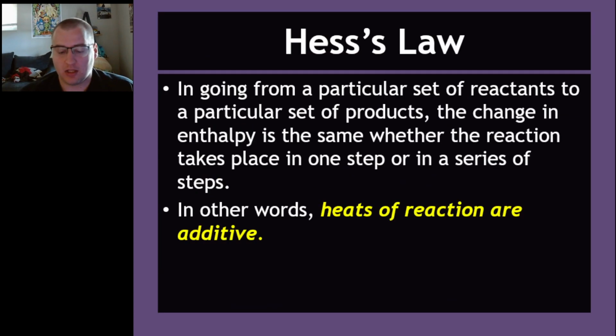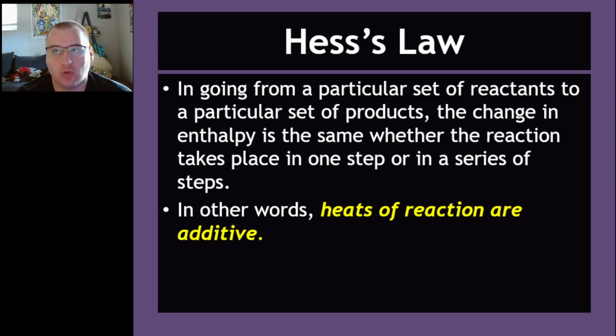Okay. A couple more problems, a couple different ways to talk about enthalpy again. So that's it for calorimetry for now. We have Hess's law first, and then we have one other way, enthalpy of formation after that. In going from a particular set of reactants to a particular set of products, the change in enthalpy is the same whether the reaction takes place in one step or a series of steps. In other words, the heats of reactions are additive.